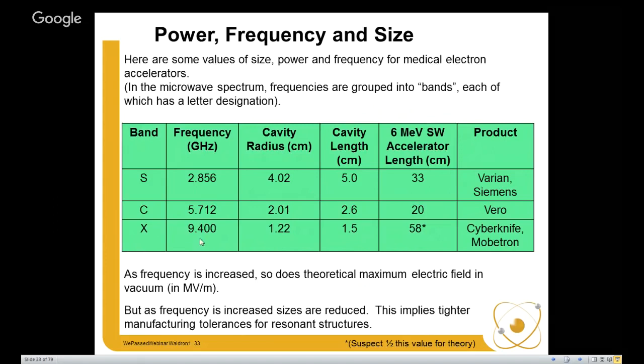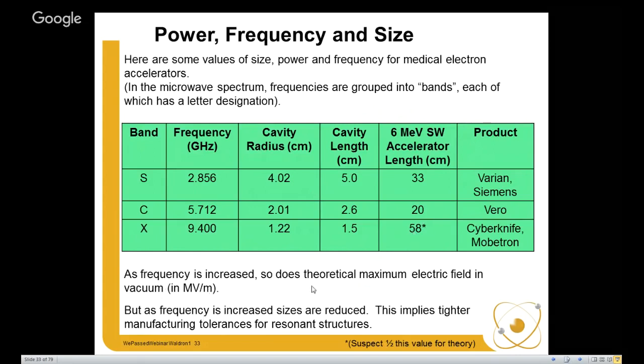If we're looking at X-band, we're close to 10 gigahertz now. The cavities are much smaller. And this 58 cm 6 MeV number, I think this refers to the 2 accelerators in series that are used in Mobitron. I suspect you can get 6 MeV with an X-band at half that. So I'm a little unsure about this figure.